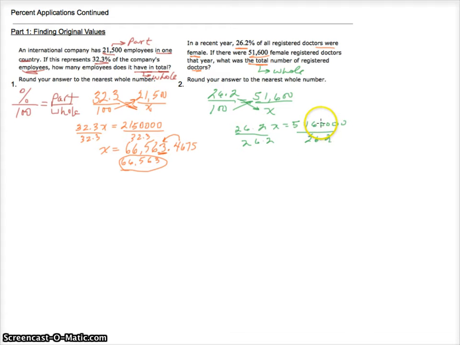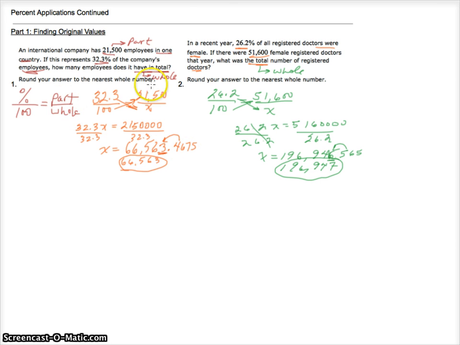And I'm going to punch into my calculator 516 with 4 zeros divided by 26.2. And so x gives me 196,946.565. I need to round it to the whole number, which is this 6, so I look at the 5 right here. 5 is strong enough, so it bumps it up to 196,947.